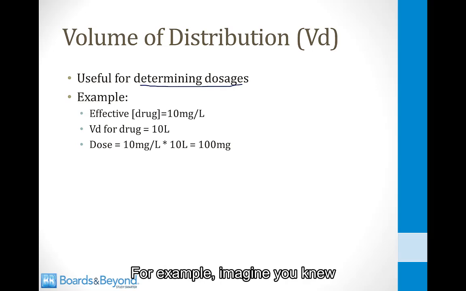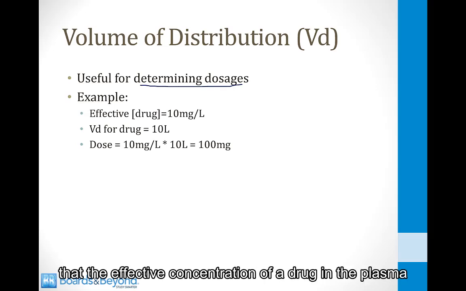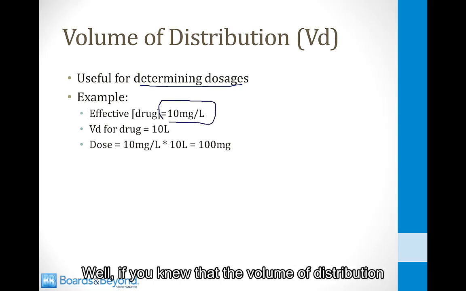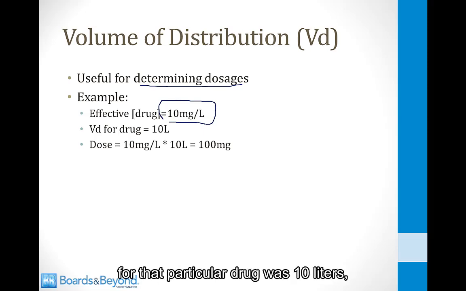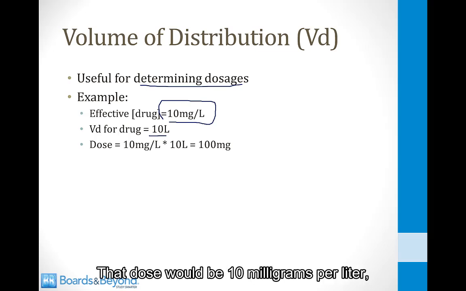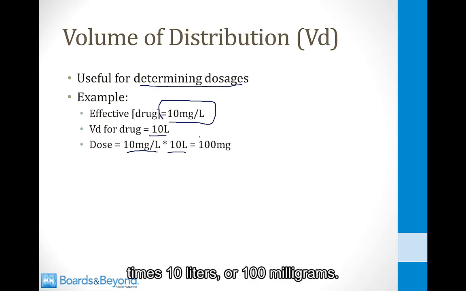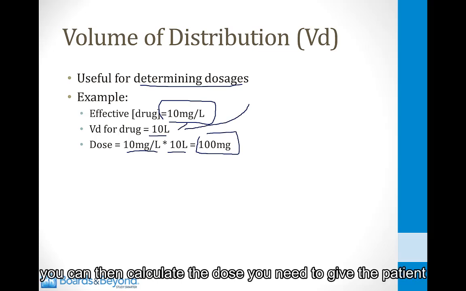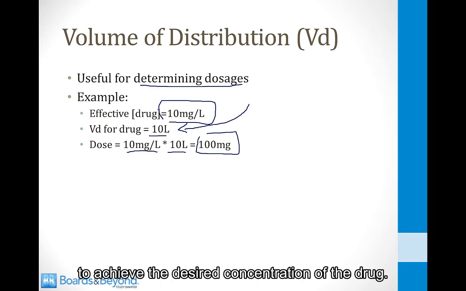For example, imagine you knew that the effective concentration of a drug in the plasma was 10 milligrams per liter. Well, if you knew that the volume of distribution for that particular drug was 10 liters, then we could calculate the dose we need to give the patient. That dose would be 10 milligrams per liter times 10 liters, or 100 milligrams. So once you know the volume of distribution, you can then calculate the dose you need to give the patient to achieve the desired concentration of the drug.